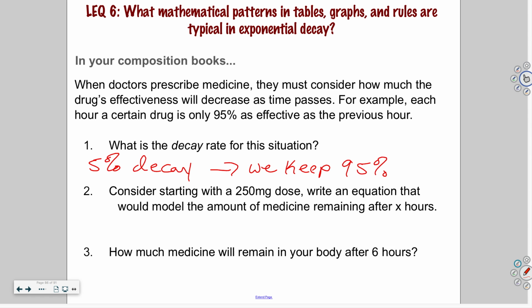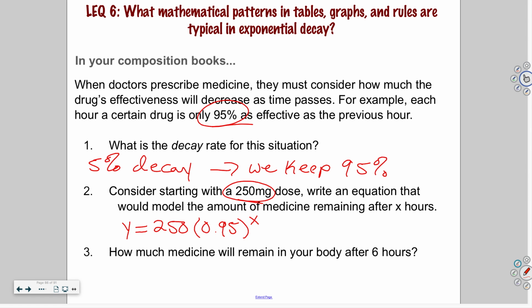Consider starting with a 250 milligram dose. Write an equation that would model the amount of medicine remaining after x hours. The 250 represents our a value, our starting value. The 95% is our b value. So we end up with y equals 250 times 0.95 raised to the x power.